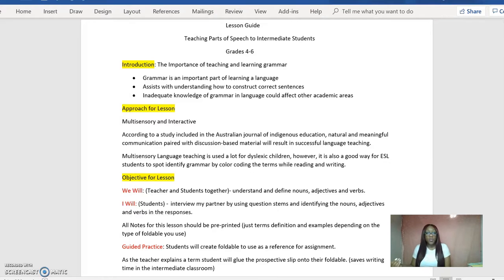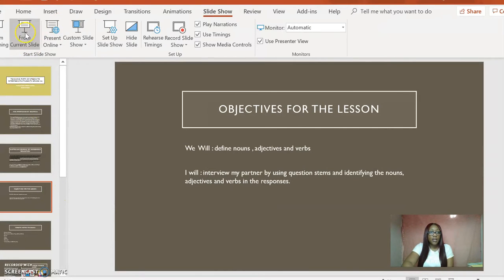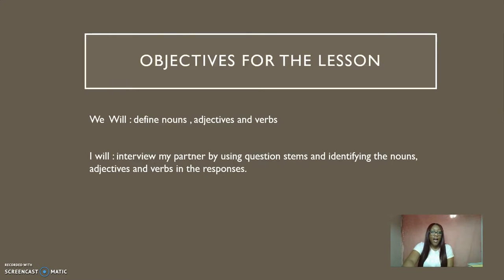So that's why I use the multisensory approach at the end of the lesson in order for the students to identify the nouns, verbs, and adjectives that they use in their writing. So whenever I start a lesson, I always start with an objective. The objective for today is that we will, as the teacher and the student, define nouns, adjectives, and verbs.